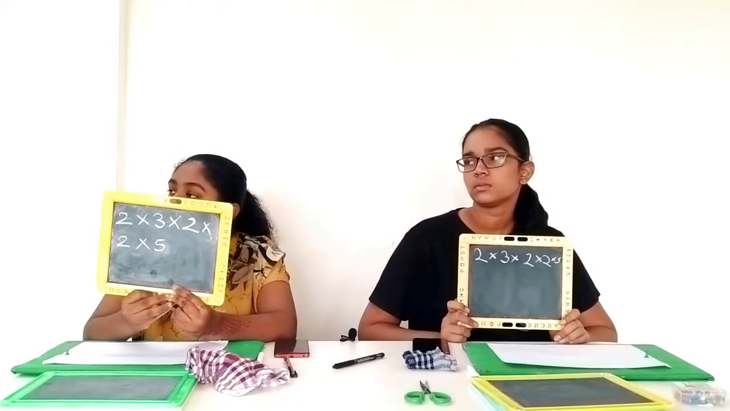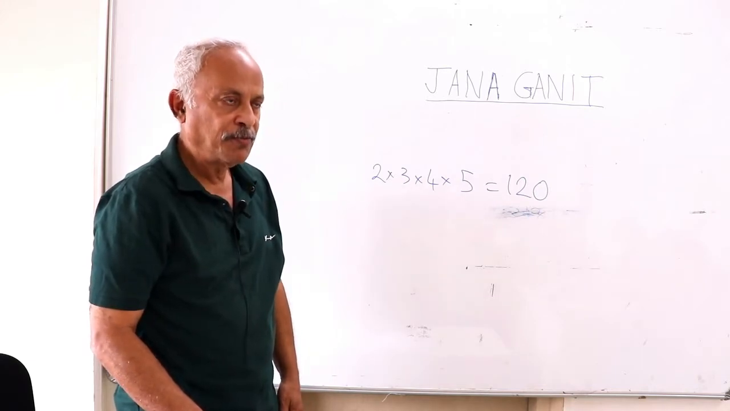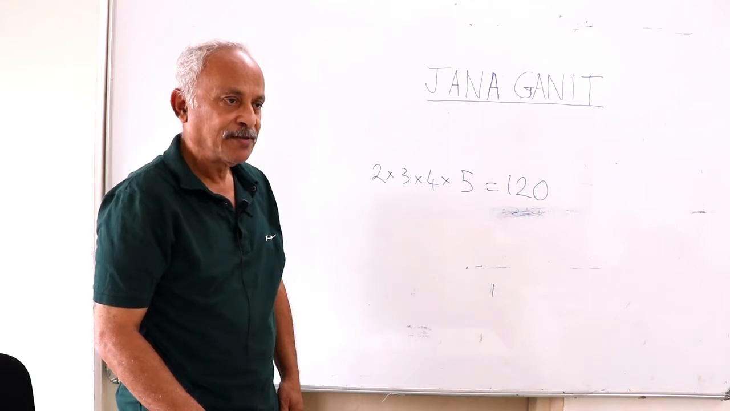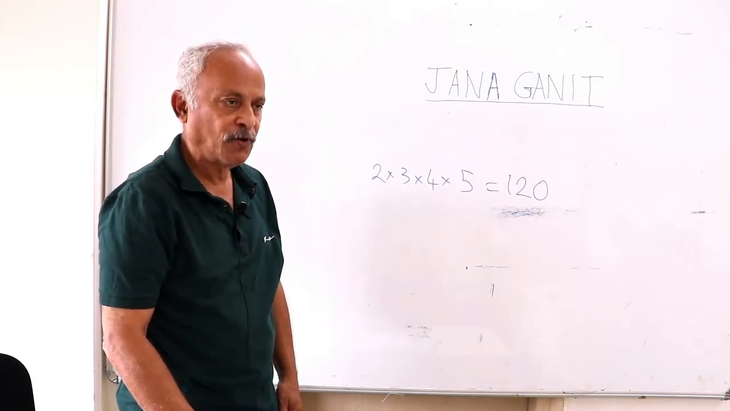Two into 3 into 2 into 2 into 5. That is the long form. Now convert it into the short form. Leave it as it is. Don't erase it. Below that, write the short form.